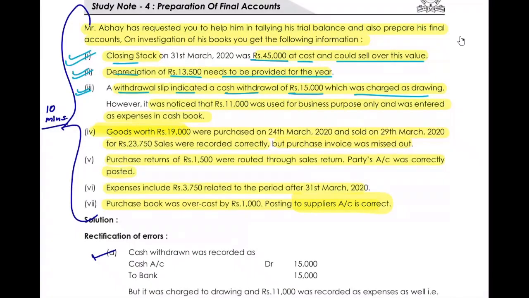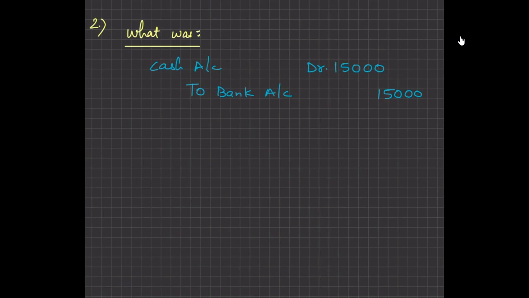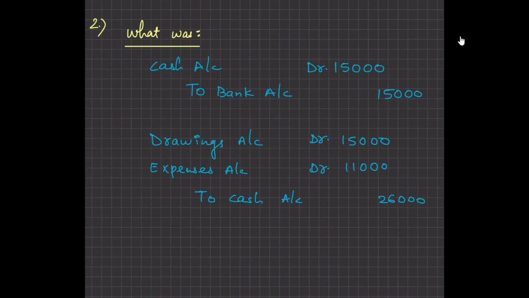Okay, but now what have they done? It was charged as drawing and it was noticed that 11,000 was used for business purpose only and was entered as expense in the cash book. So there is expense also booked, there is drawings also booked. That means they have done the entry of drawings account debited 15,000. They've also debited the expenses in the cash book of 11,000 and they have credited the cash account by 26,000. So now there is a lot of mess which they have already done. Now let us understand what can be done to correct it.